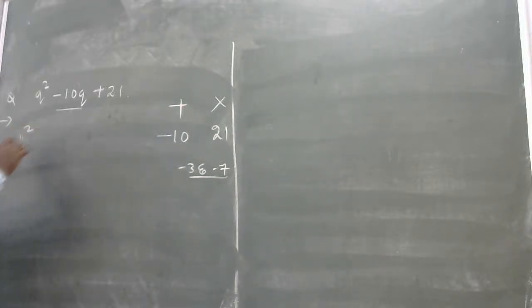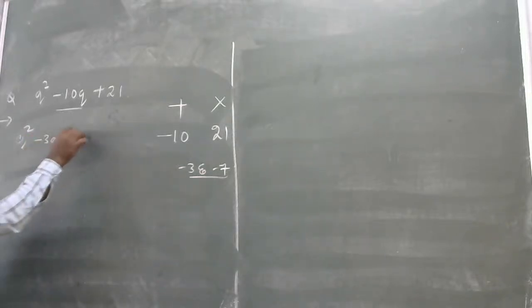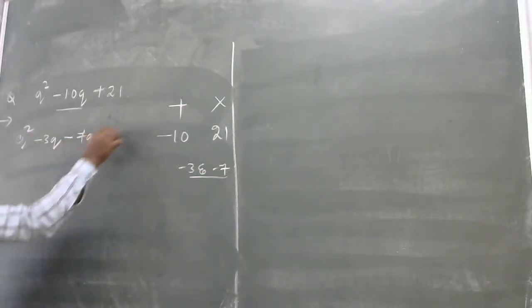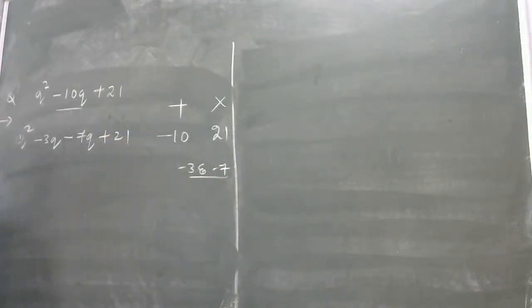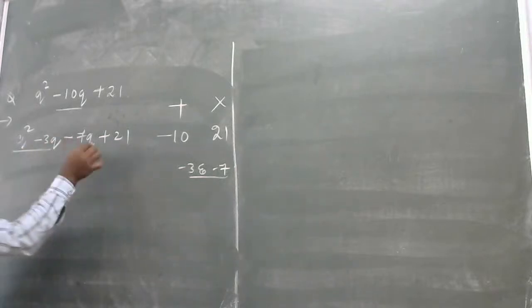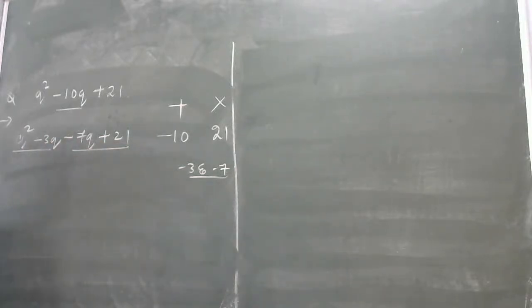q square minus 10q, we will write it as minus 3q and minus 7q plus 21. Now you make this one group and this another group. From these two, what is common? q. Here q will be left out and here minus 3 will be left out.